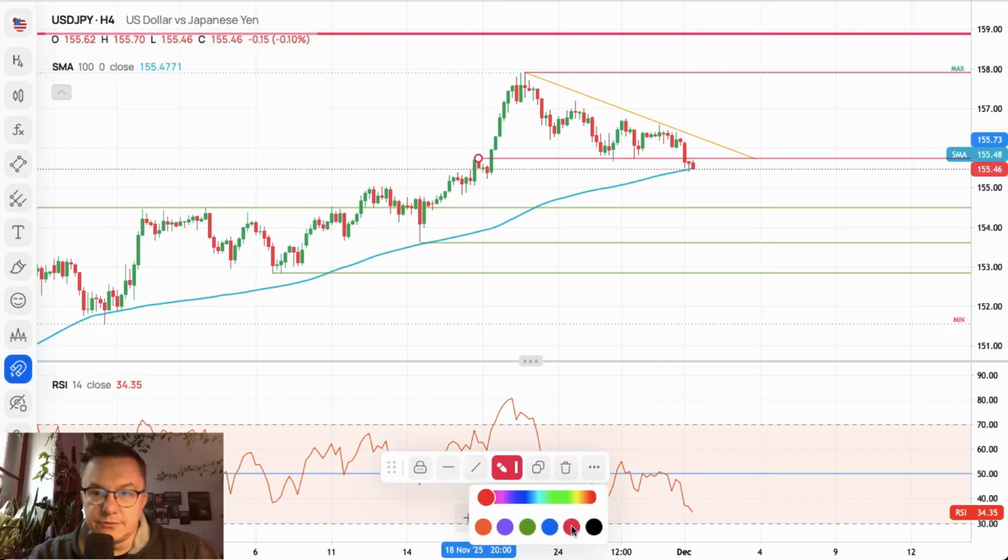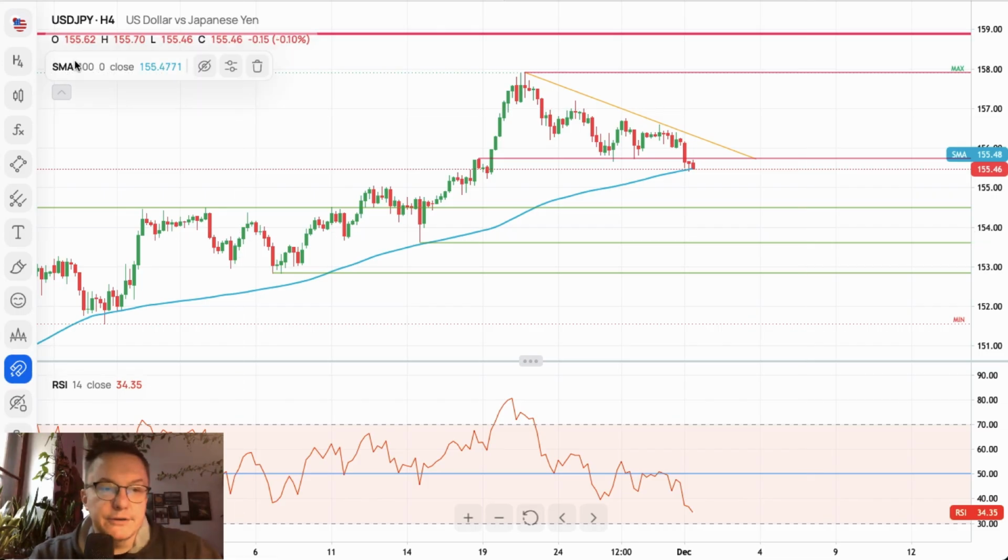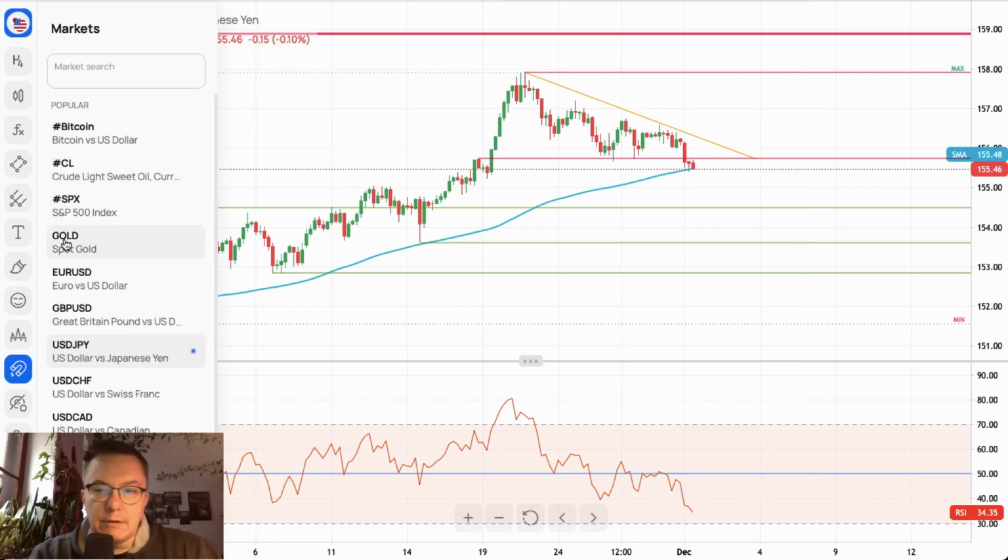We are changing this color to red now. This is the technical resistance. US dollar versus the Japanese yen, bearish bias. How about the gold?